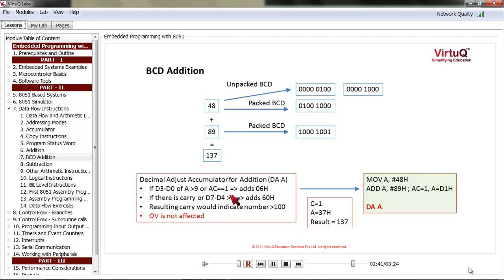Similarly, in this case, the result is more than 100, so we have to adjust that also. To make all these adjustments, there is a special instruction inside the 8051 called decimal adjust, or DA. Whenever we are doing BCD addition, we should have this instruction as well. That is why this DA A has been put in the example. And once we do that, then we get the correct value. C becomes 1, which indicates that the value is more than 100. The accumulator value is 37H, which is the correct one. And the final result is 137. So in case of BCD addition, the overflow flag is not affected.